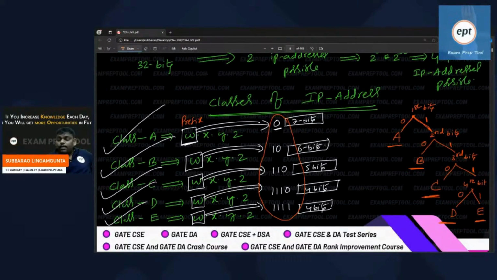By seeing the first octet, by seeing a few bits in the first octet, I can say which class this belongs to. You may ask, what is the use of classes, sir? You will get to know within a few minutes why classes are there.